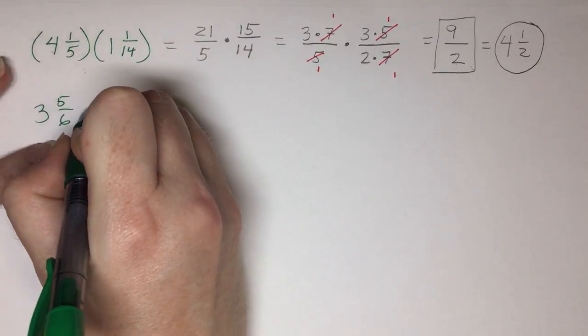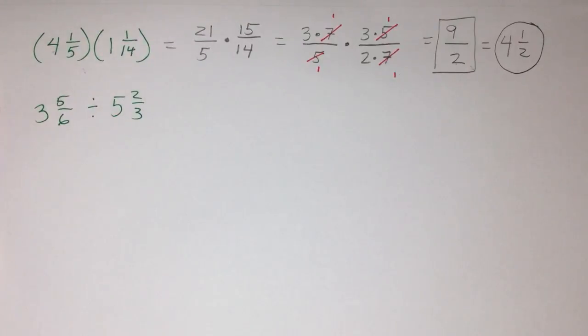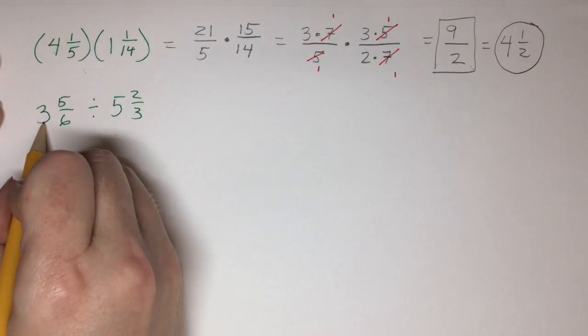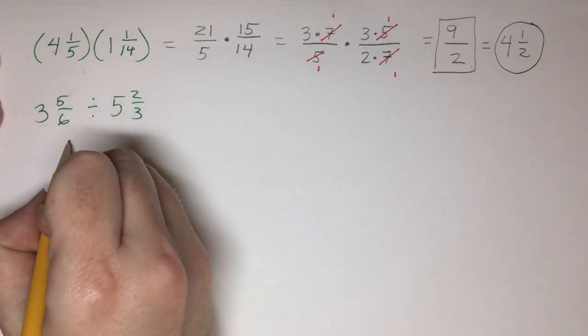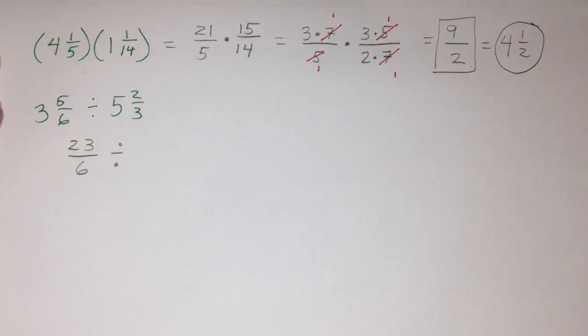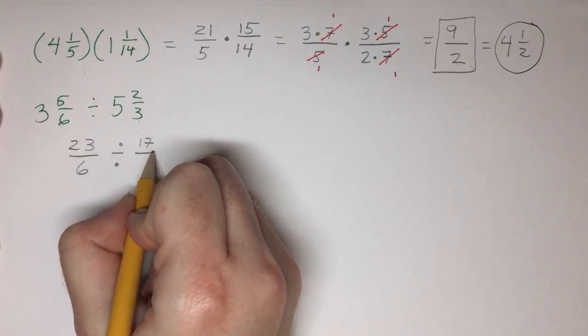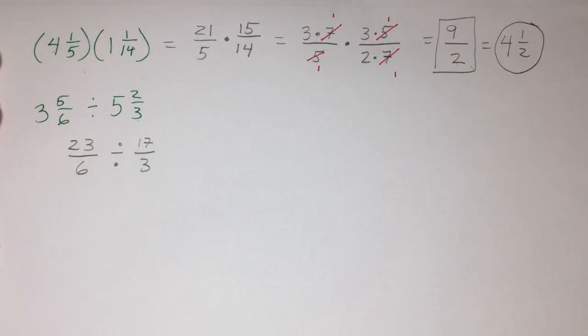3 5/6 divided by 5 2/3. Well, I need to convert each of these to improper fractions first. 6 times 3 is 18. 18 plus 5 is 23. I am not going to try to do more than one step at a time because I will make careless errors. So I'm going to leave this for now as division. 3 times 5 is 15, plus 2 is 17. So I have 23/6 divided by 17/3.